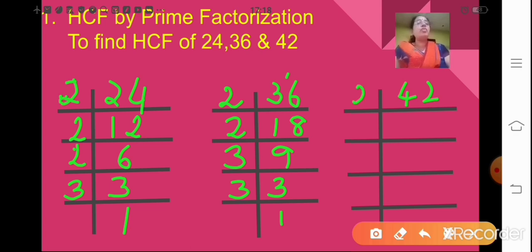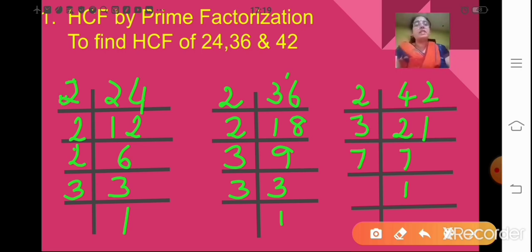Now 42, again it is divisible by 2, 2 twenty-ones are 42. 21, yes, it is divisible by 3, 3 sevens are 21. 7 is a prime number, so it cannot be divided by any other number except the number itself. So 7 ones are 7.